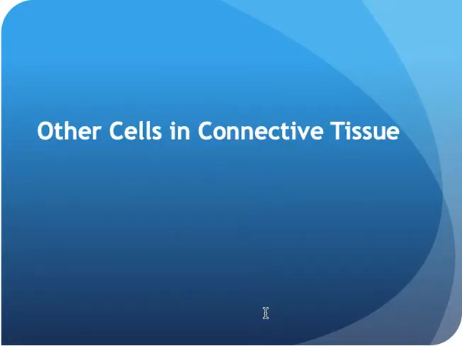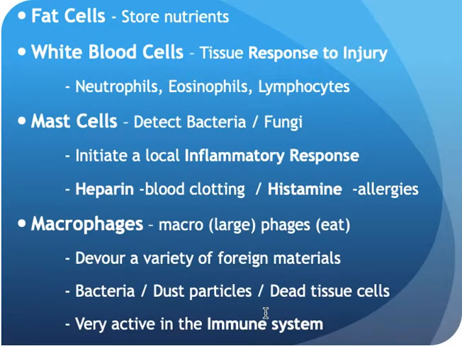So other cells in the connective tissue, and again, we saw this in the picture, but we have fat cells in there. They're going to store nutrients for us. White cells, mast cells. Again, anytime you see white cell, mast cell, you want to start thinking about our immunity and keeping things healthy. But I want to have just a general understanding of what the basic function of these are going to be.